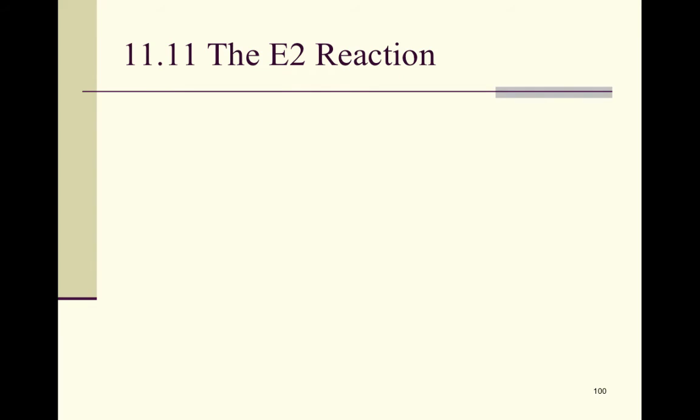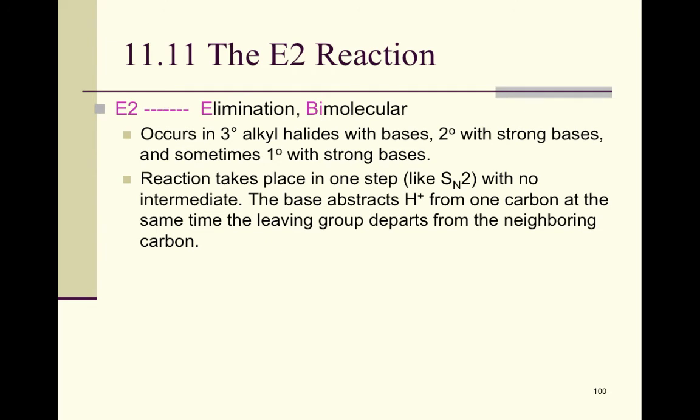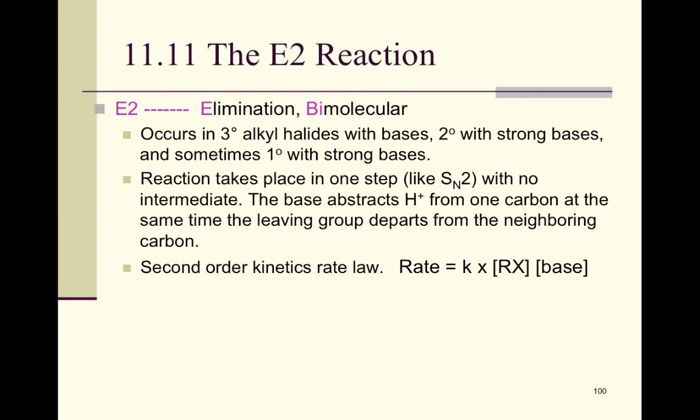Okay, let's take a look at E2 reactions first. Elimination 2. Elimination bimolecular. This occurs in tertiary alkyl halides with bases, secondary alkyl halides with strong bases, and sometimes we can get the primary alkyl halides to work, but you need an extremely strong base. The reaction takes place in one step, just like the SN2 reaction with no intermediate. The base abstracts the hydrogen from one carbon at the same time the leaving group departs the neighboring carbon. It's a second-order kinetics rate law.